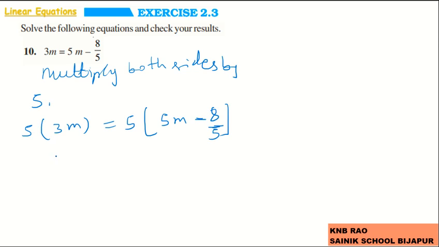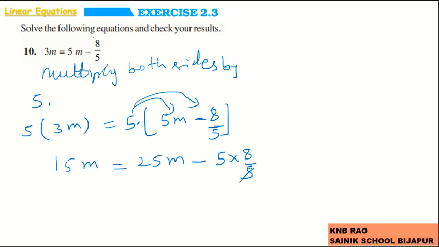So 5 into 3m is 15m. Multiplication over subtraction, this distributive property is used. 5 fives are 25m, minus 5 into 8 by 5. So this 5 cancels the 5. So left hand side I have got 15m, right hand side I have got 25m minus 8.